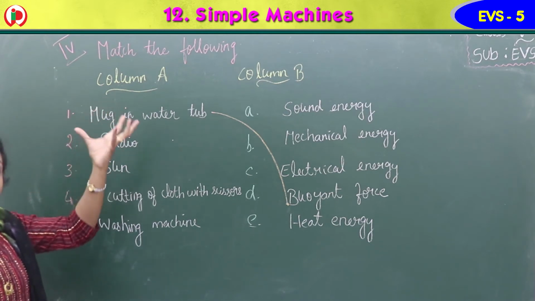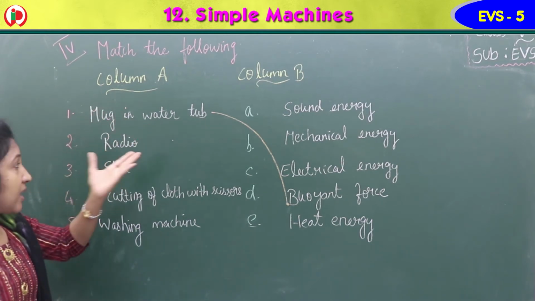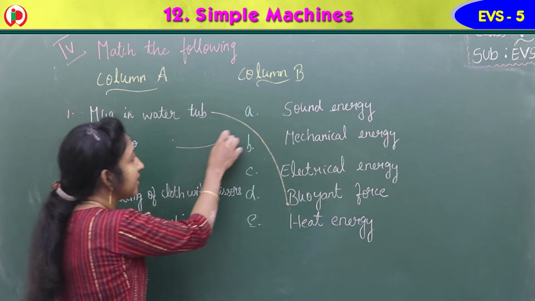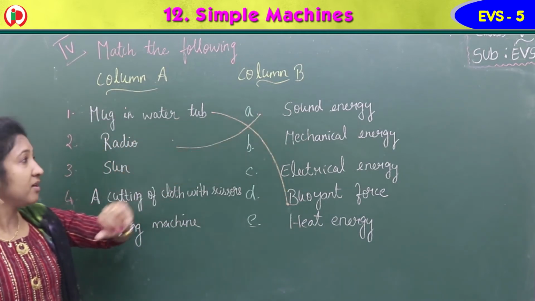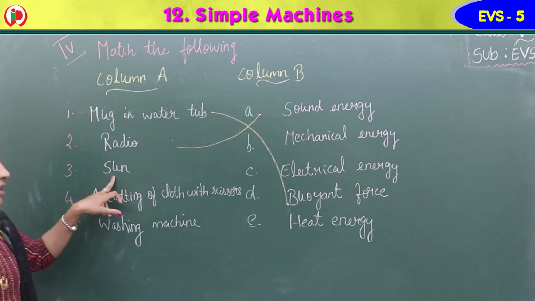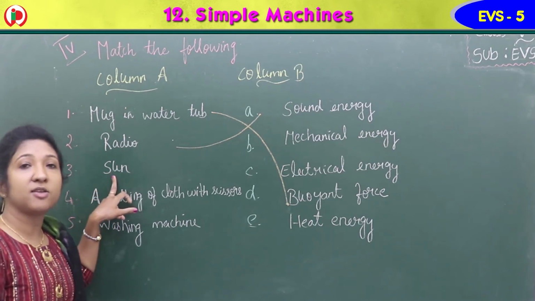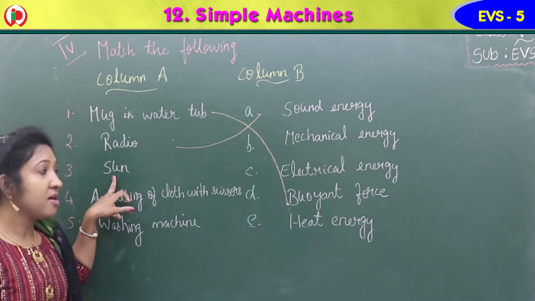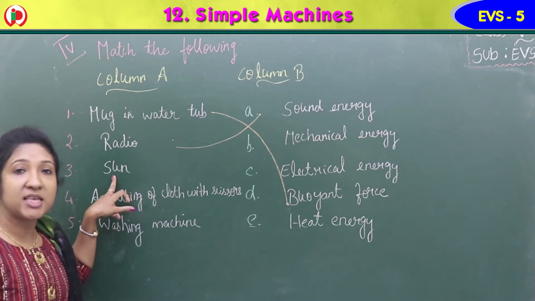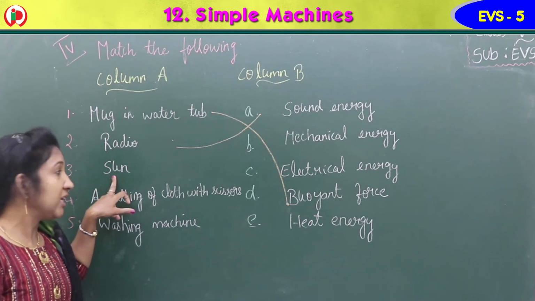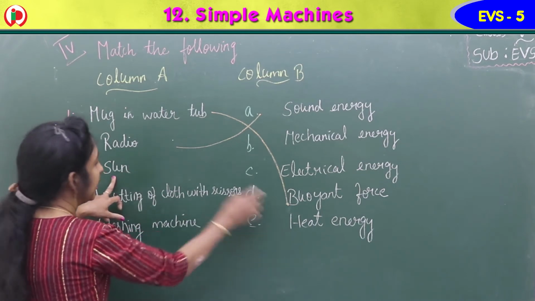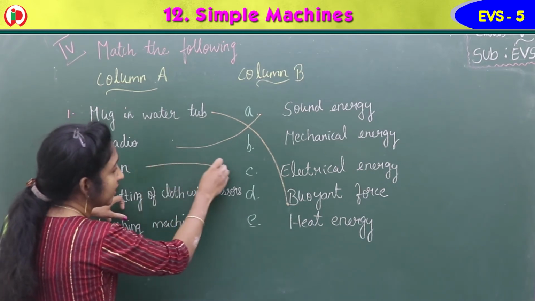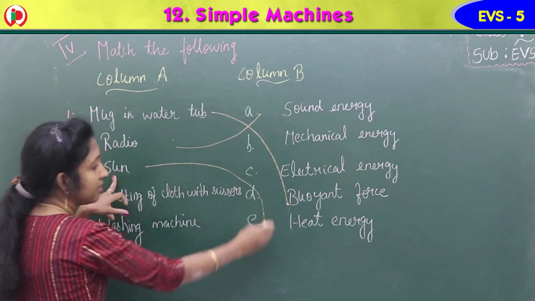Okay, 1 with D. Next, second, radio. Radio, we are hearing something. So sound is coming. So radio is an example of sound energy. Second, you can match to A. Radio, sound energy. Third, sun. Sun is a source of heat and light. So from the sun we get which energy? Yes, heat energy. So third one you can match with E, heat energy, sun to E, isn't it?